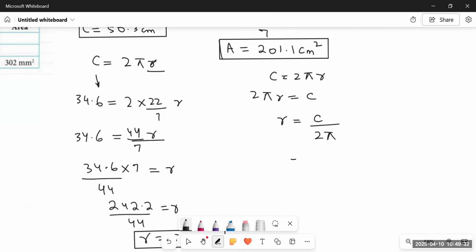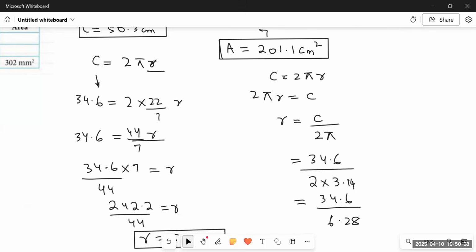Next, we will write down the value of C as 34.6 upon 2 multiplied by, instead of writing 22 upon 7, we can use 3.14. Okay. Now, we don't have to multiply 34.6 with any number, but we will divide it by 2 multiplied by 3.14, so we can multiply 2 with 3.14 first. So it will be 6.28, and then we will simply divide 34.6 with it. So the final answer would be the same, that is 5.5.